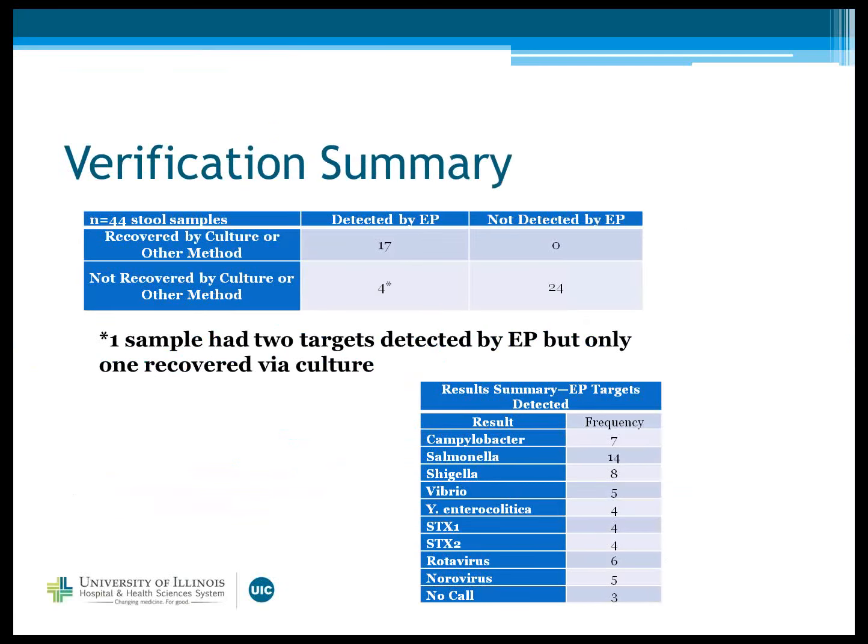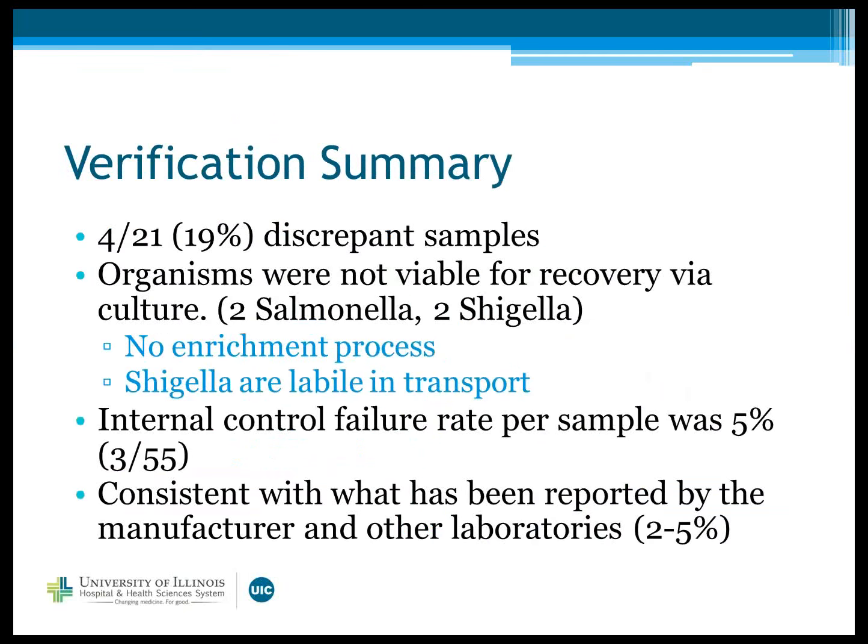So this is data from our verification summary, and you can see the distribution of the targets here. We had really good concordance. We had 4 discrepant samples where organisms were not viable on recovery. Those were Salmonella and 2 were Shigella. And I think these results were really expected. We didn't have an enrichment process in place for helping recover these organisms. And we know that Shigella are labile in transport and often die. So I think these are pretty explainable discrepants.